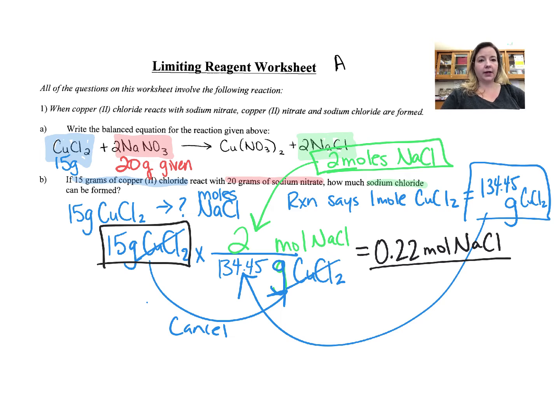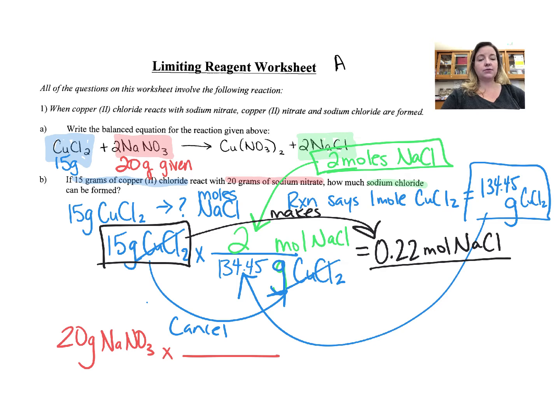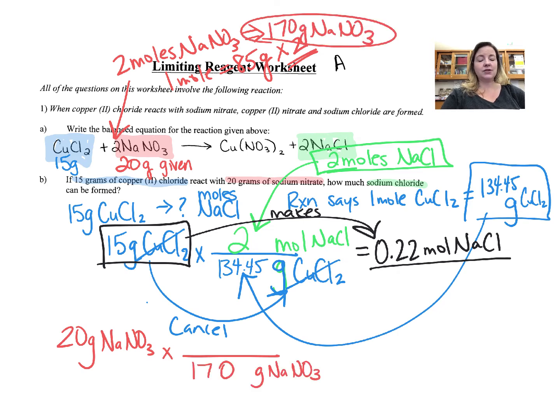Now let's do the 20 grams of sodium nitrate. Again, because I'm given 20 grams of sodium nitrate, I need to figure out how much sodium nitrate weighs, because remember, this reaction tells me that I'm going to need 2 moles of sodium nitrate. If I find the molar mass of sodium nitrate, it's about 85 grams. But remember, again, it says 2 moles of sodium nitrate, so I'm going to have to double that. Now I can put that total mass on the bottom of my conversion factor because that's how many grams the balanced reaction tells me I need.